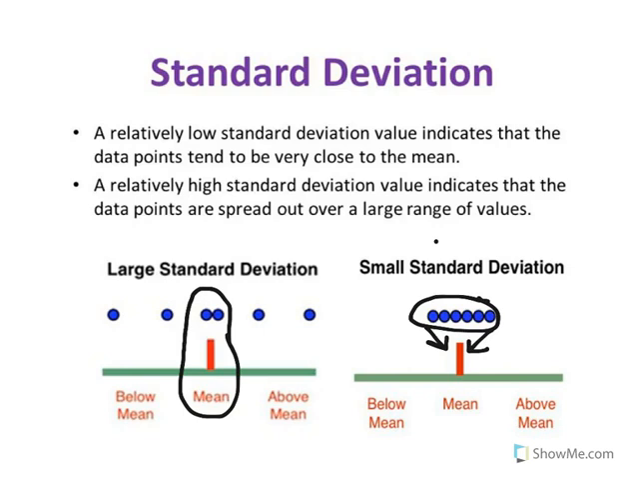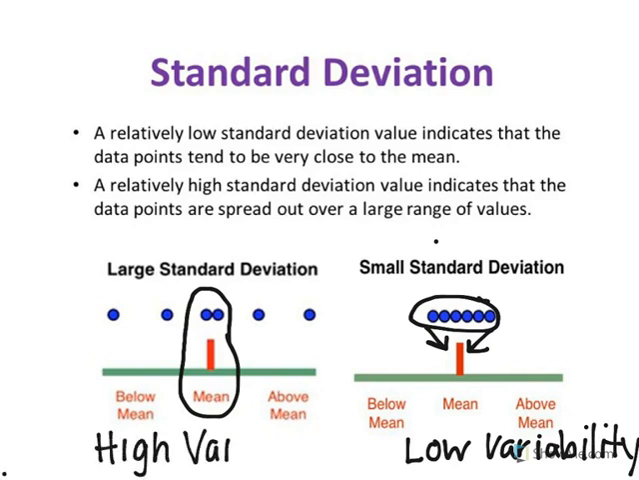So the closer the data points are, that means that there's a smaller distance, so the standard deviation is smaller. The more spread out the data points are, the farther the average distance, so the larger the standard deviation. So a small standard deviation means low variability. So this would have low variability. And then a large standard deviation means that we have high variability. Again, standard deviation is a measure of variability, so it's telling us how spread out the data is.